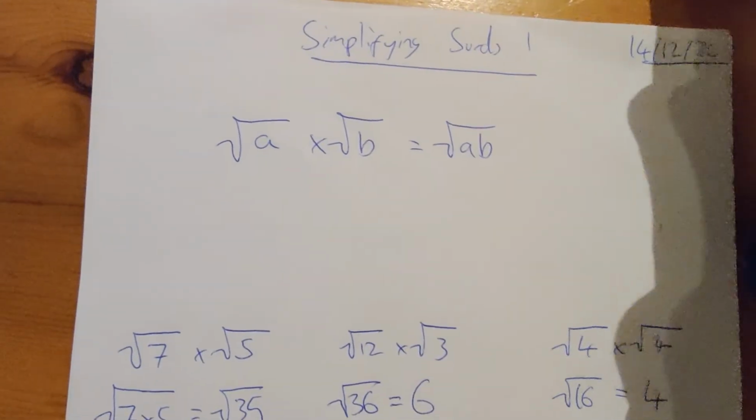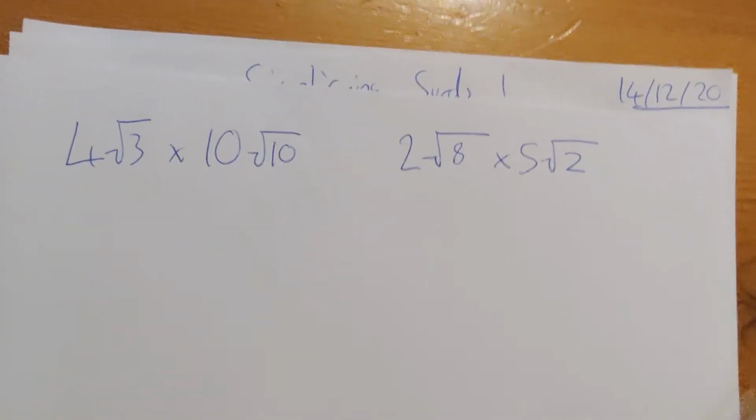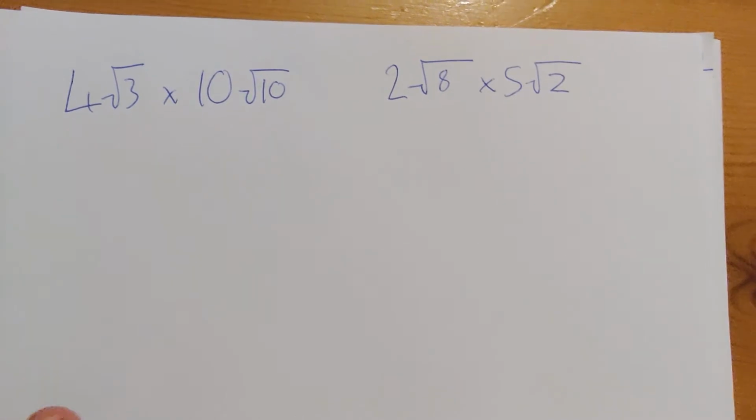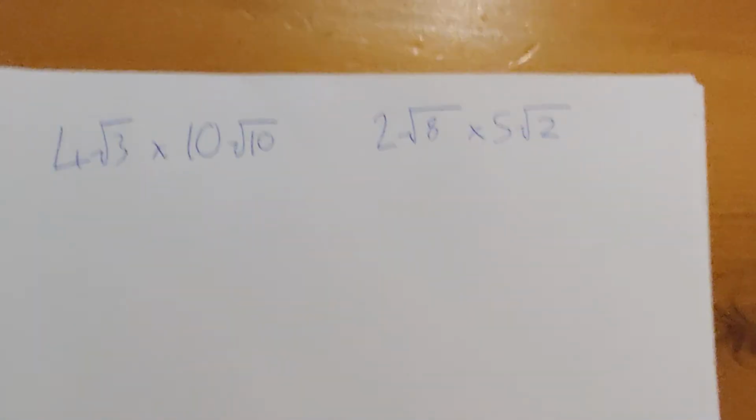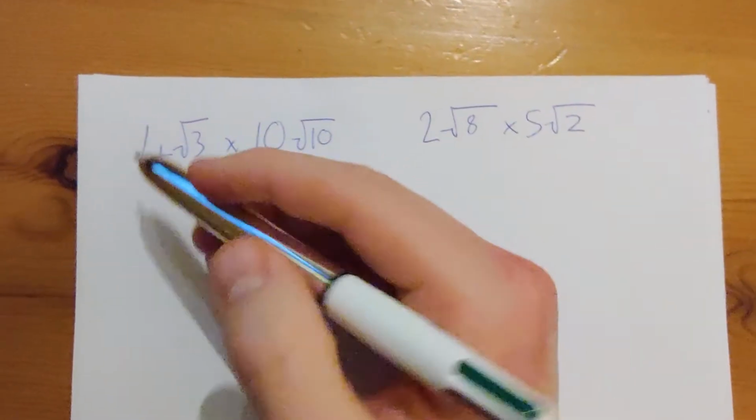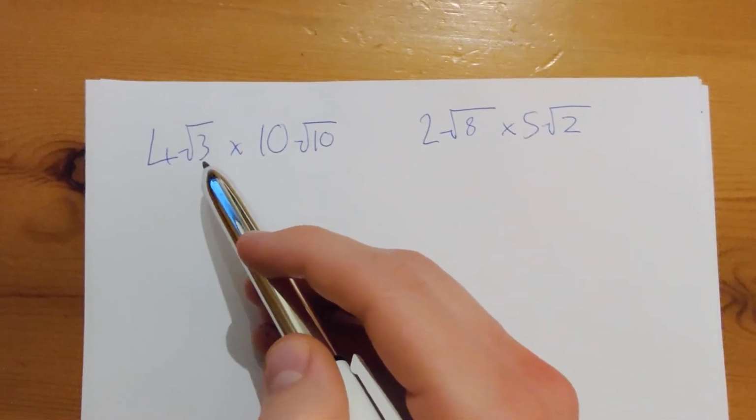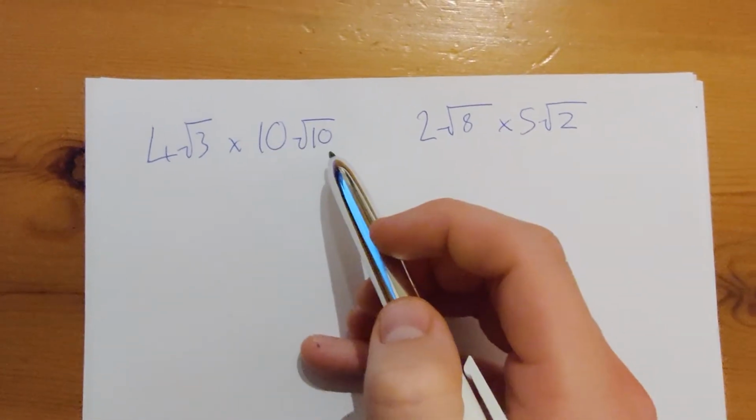Let's make sure I get my right piece of paper. And we're going to look at multiplying surds where there are coefficients. So here are our two examples. I've got 4 root 3 times 10 root 10.